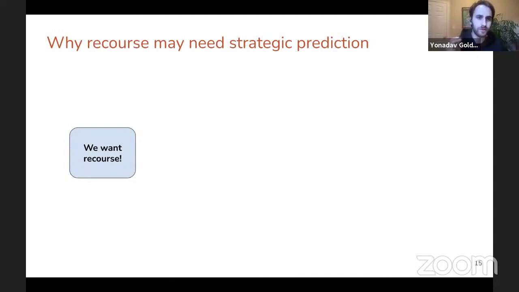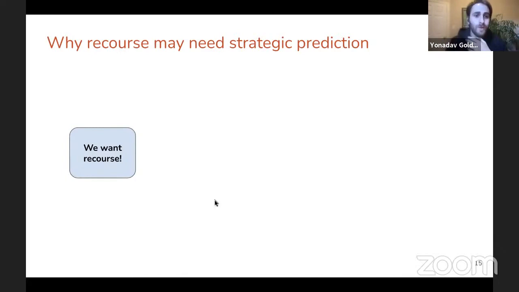It might seem separate. It might seem like, okay, we want people to get the best possible decision they can get. That's a separate question from asking how can the institution be accurate against gaming individuals. So let's go through the logic of it. So we want recourse.